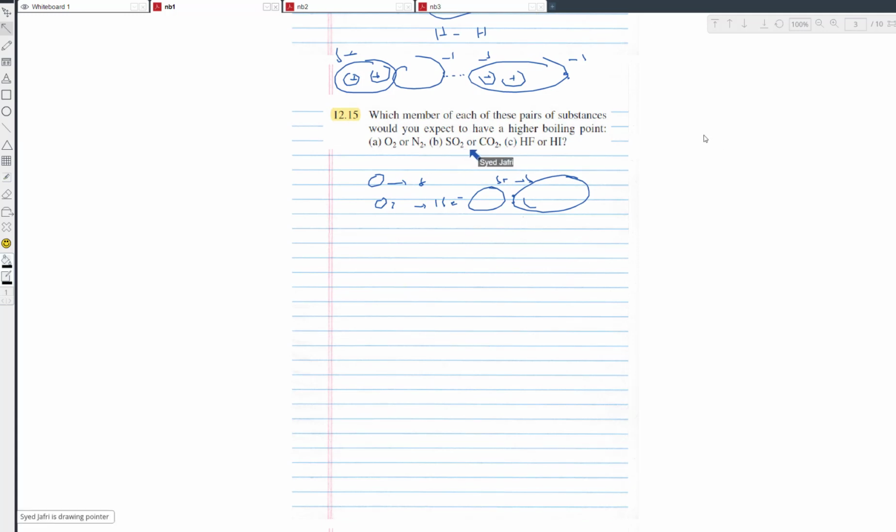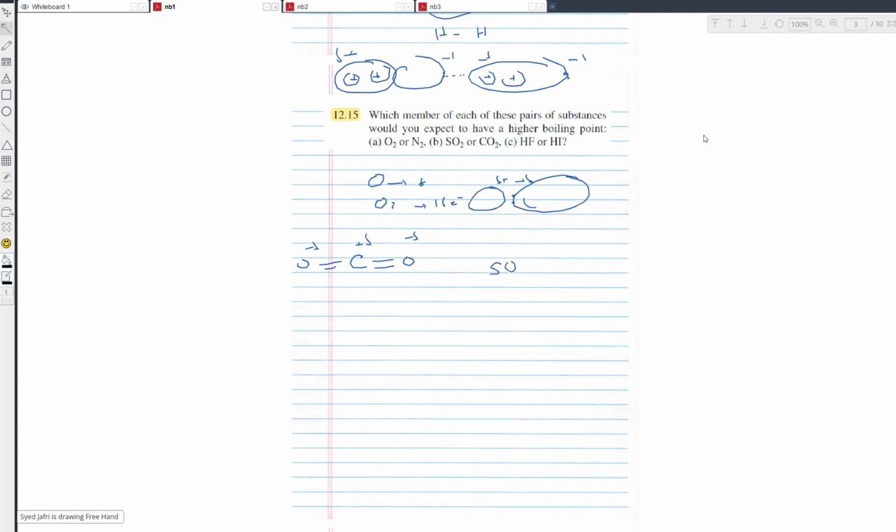Now in this case, the situation may be different. Are these molecules polar or non-polar? CO2 is linear, non-polar. Yes, of course, it has two polar bonds, but they cancel each other and the molecule is overall non-polar. Non-polar always has a lower boiling point than polar.